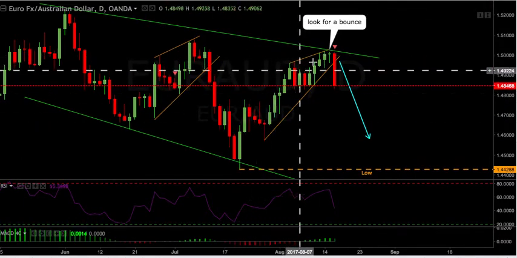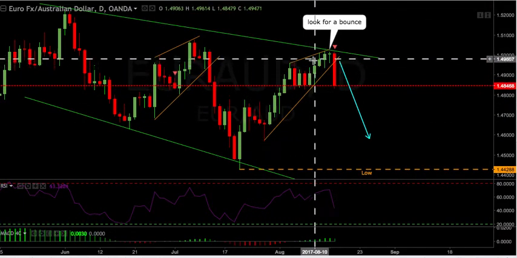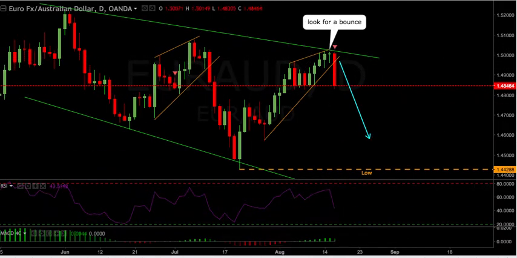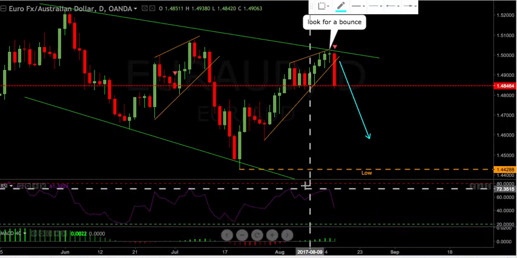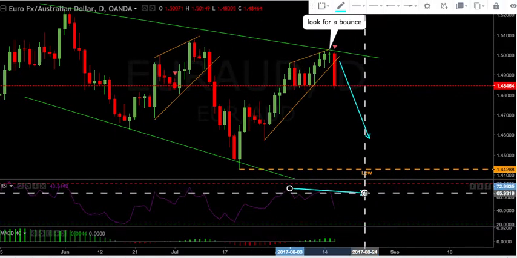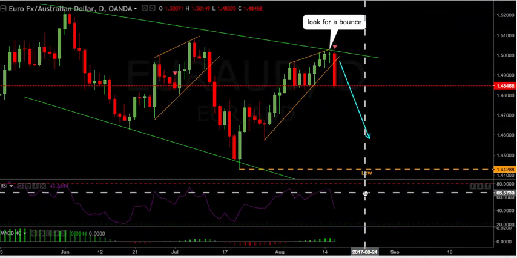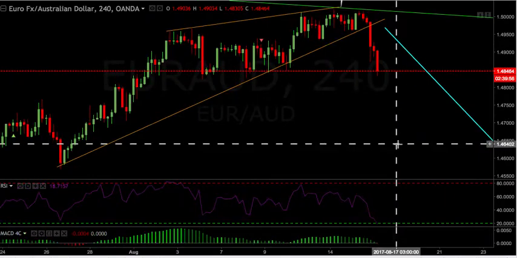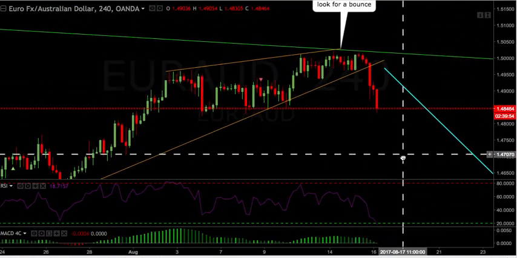Right now the price is in an ascending wedge that breaks bearish. We have bearish divergence on your RSI on the daily time frame. Okay, let's go to the 4-hour. Okay, on the 4-hour, you have the same thing.